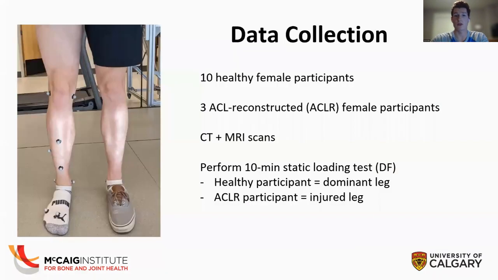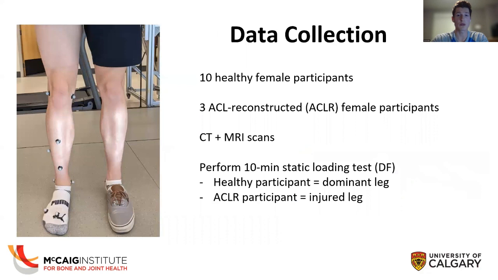We used two groups for data collection, a healthy control group and a group who had undergone ACL reconstruction surgery, or ACLR, making them more likely to have developed early OA. We took CT and MRI scans to get our 3D model, and then did a 10-minute loading test on their dominant or injured leg with the dual fluoroscopy system.